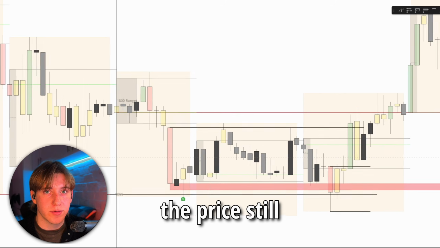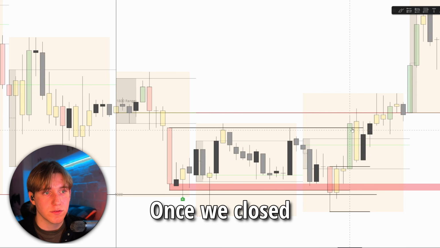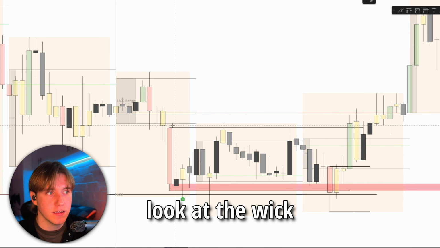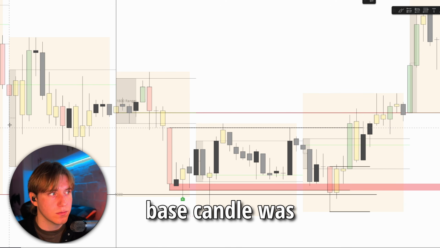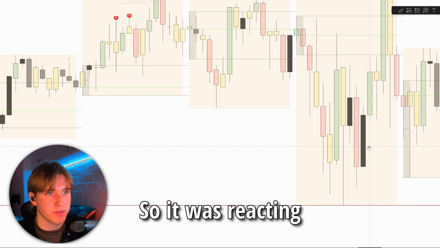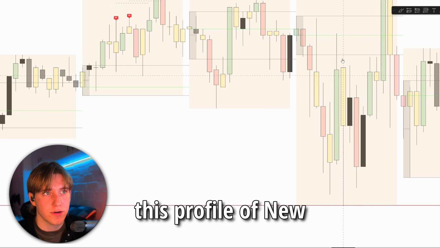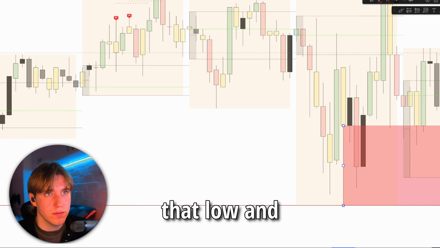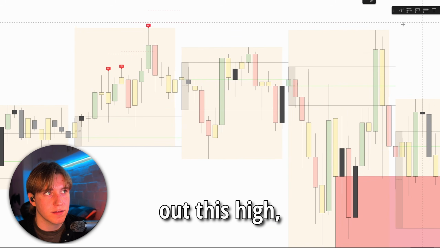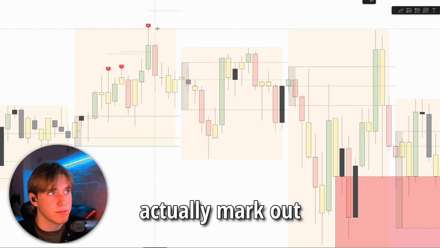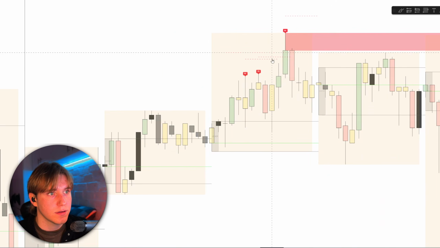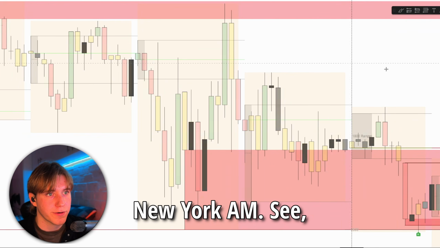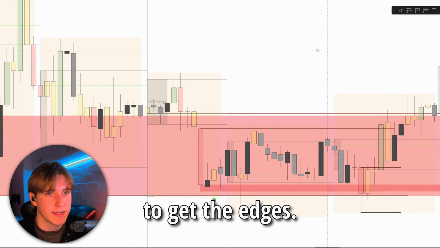For us to confirm that price still wants to continue higher, once we closed above this base candle, we need to look at the wick that the original base candle was reacting off of. So it was reacting off of this wick at the bottom of this profile of New York AM. So if we just mark out that low, and then we mark out this high, actually mark out the high from right here from London, because that's the one that's supporting the high of New York AM. See, we're just trying to get the edges.